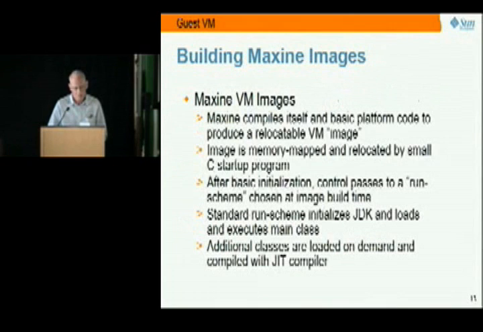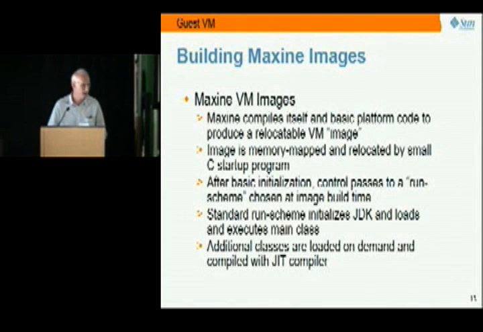So how do you build one of these images, since this is a somewhat different environment? Essentially, you feed the system through itself, and you compile the entire VM and most of the platform with the optimizing compiler. What you get out of that is a disk file, which is essentially an image of the VM, with lots of machine code, and also lots of what's called a bootstrap heap, which is a lot of pre-allocated objects that get relocated together. That gets memory mapped at runtime and then relocated by a little C startup program, and then you're up and running. Once you've got started, what the VM does is delegate to this run scheme to see what we're going to do.